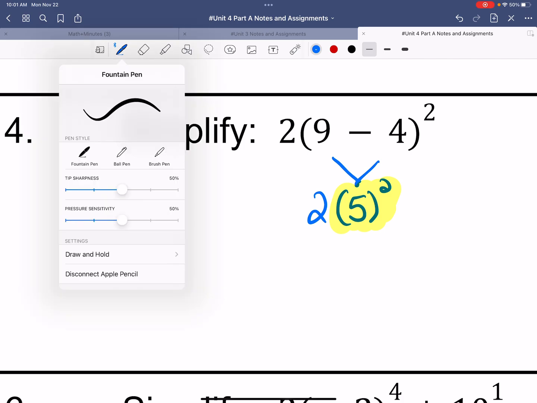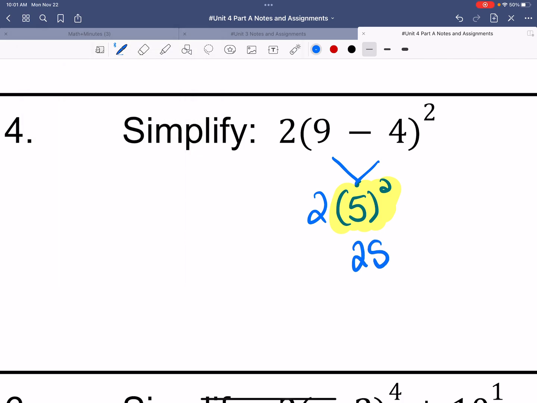25, he says. 5 squared gives us 25 times 2, and we're going slowly. We're not in a race. Felipe, what do I get now? 50. 50 is correct. 2 times 25 gives us 50.